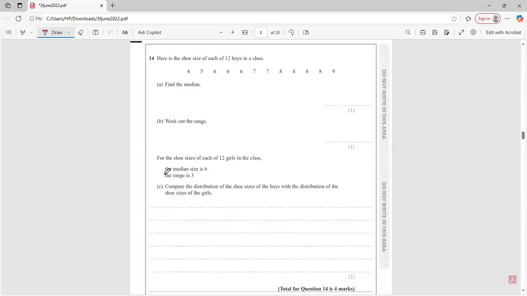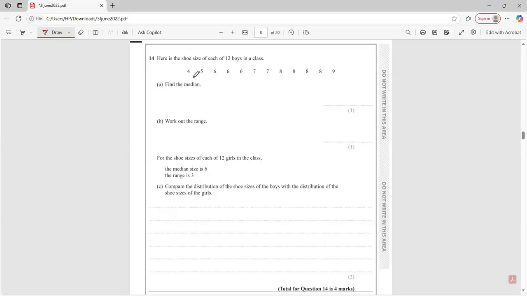Here we have number 14. Is number 14 something you can handle? Okay, statistics. Maybe we should just do it. Number 14 says, here is the shoe size of each of 12 boys in a class. It gives us all that, and guess what? They're all arranged in ascending order. So that's a good thing.